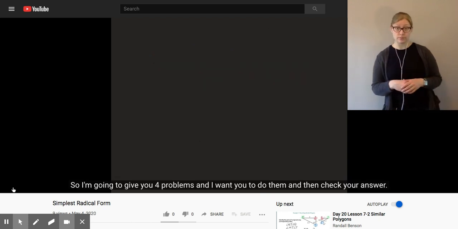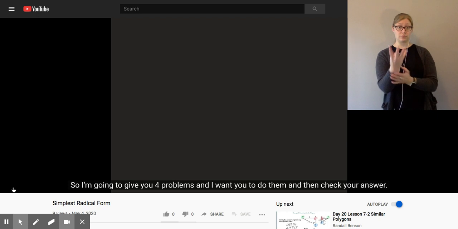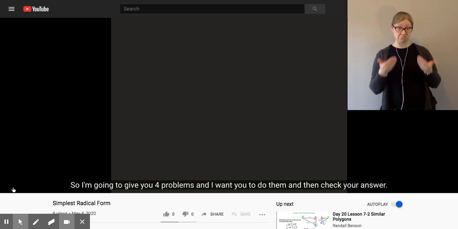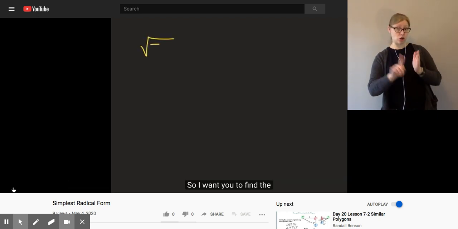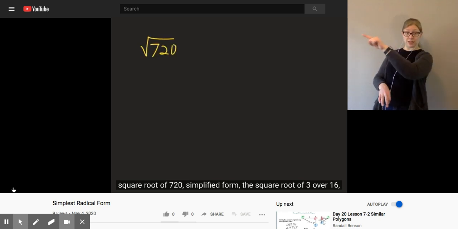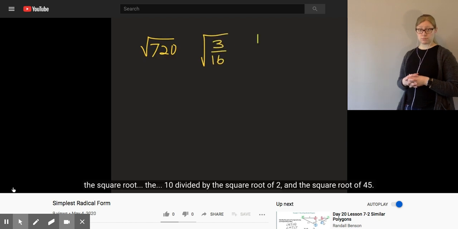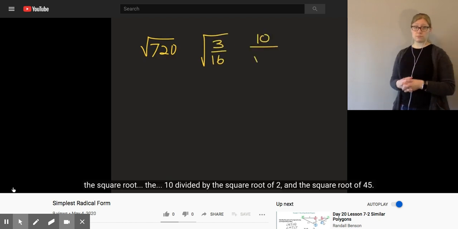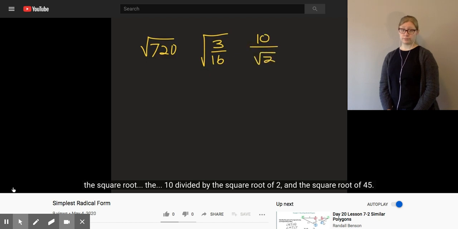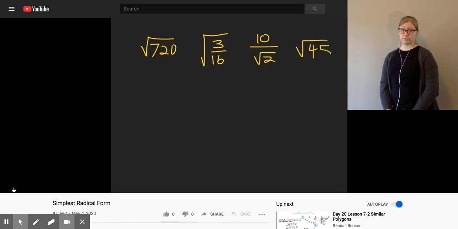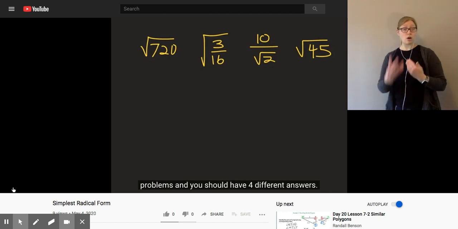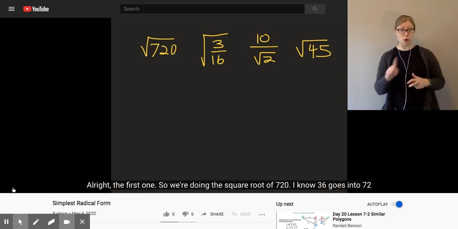So I'm going to give you 4 problems, and I want you to do them and then check your answers. So I want you to find the square root of 720 in simplified form, the square root of 3 over 16, the square root of 10 divided by the square root of 2, and the square root of 45. So these are 4 different problems, and you should have 4 different answers. All right, the first one.